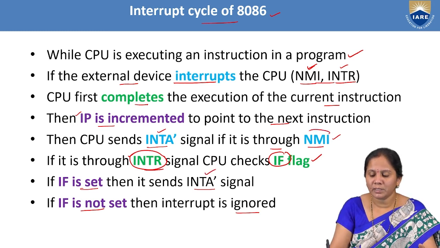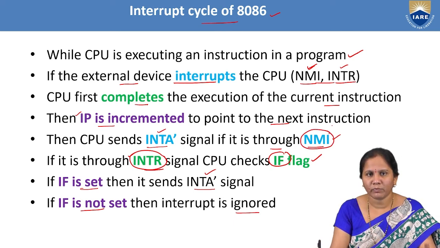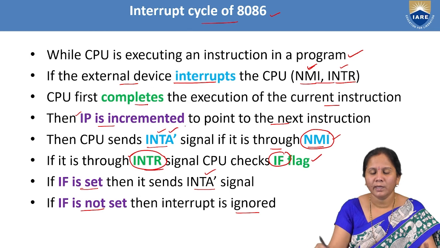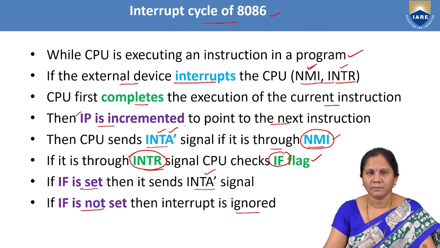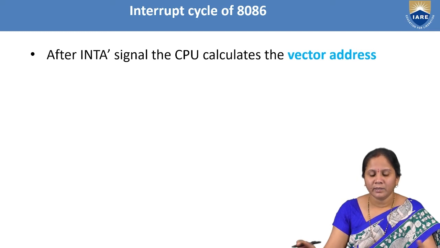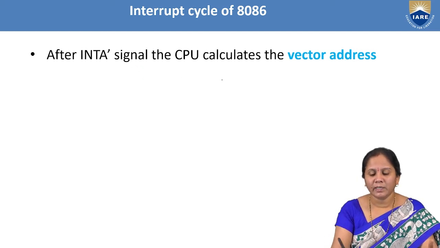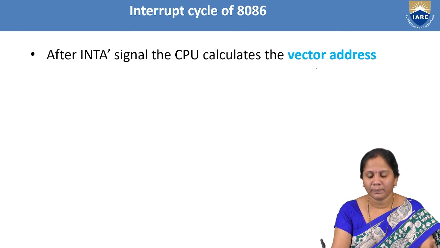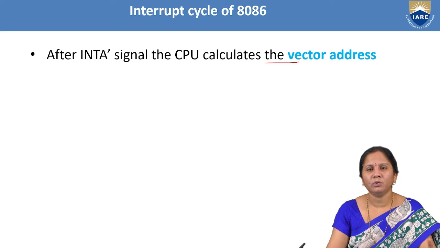If the interrupt signal is through the NMI pin, irrespective of the interrupt flag, it is going to send the interrupt acknowledgement signal. Now, after sending the interrupt acknowledgement signal in any of the cases, the CPU is going to calculate the vector address. Sometimes the vector address may also be calculated because of the programmable interrupt controller IC also.